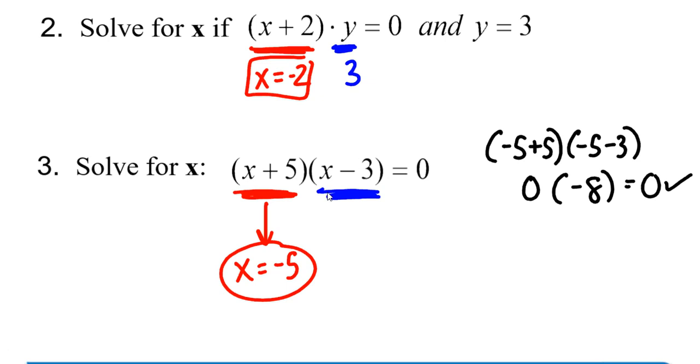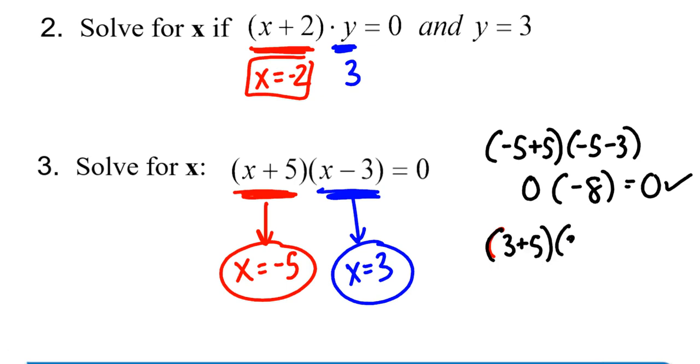Maybe it wasn't the red thing that was 0. Maybe the blue thing was. If it was the blue thing that was equal to 0, then x equals 3 would do the job. Let's check. If I put 3 back in for x, 3 plus 5 times 3 minus 3. 3 plus 5 is 8, and 8 times 0 is still 0. So that works. So either x equals negative 5 or x equals 3.